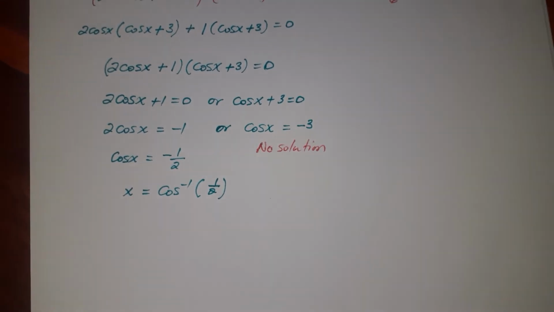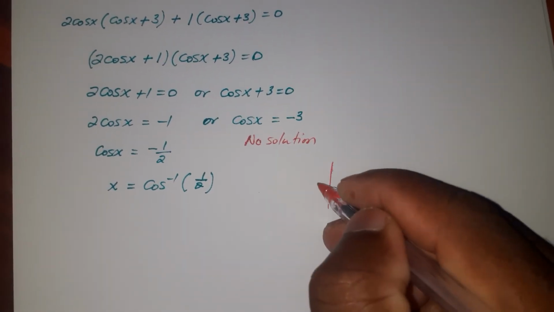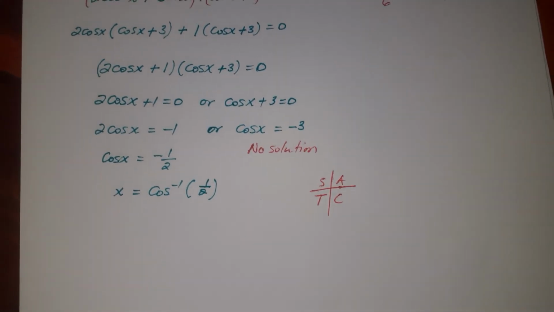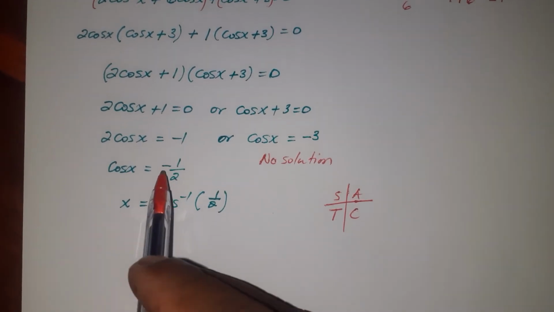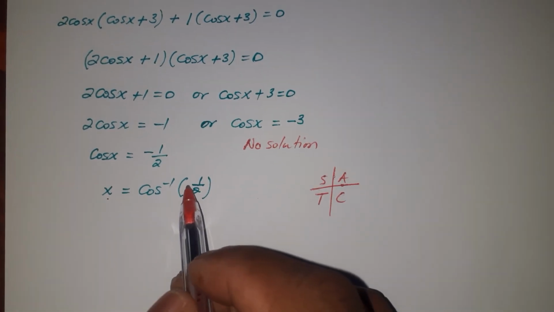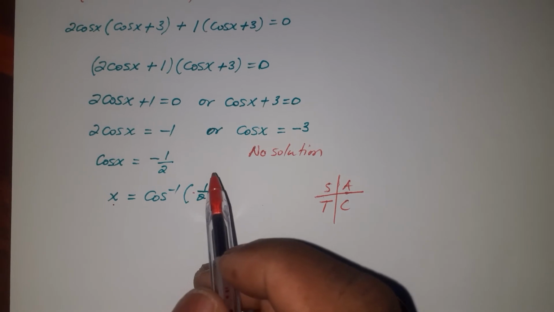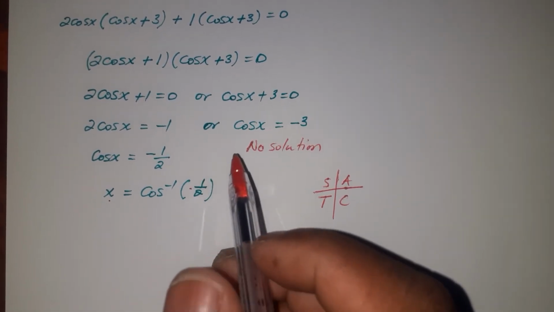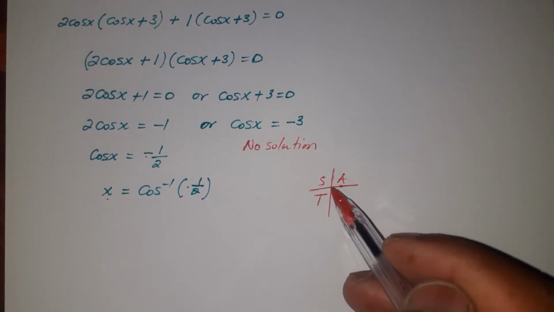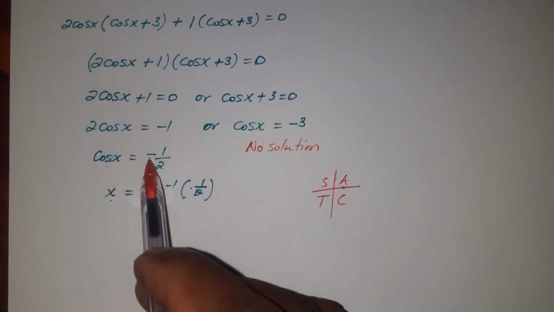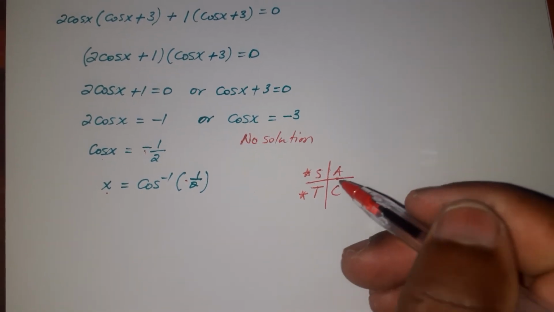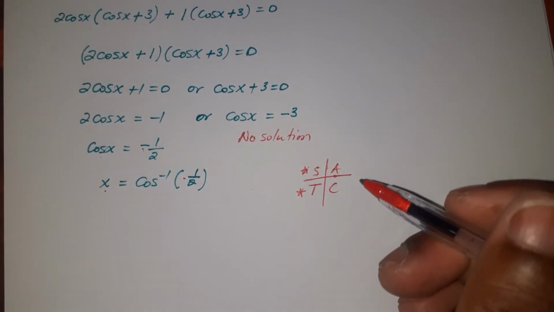Now here I think I need to spend some time so I can explain what's going on here. Remembering the CAST diagram. Here we have negative half. But when you are getting the value of x, we should not write the half here. Not the half, but the negative. The reason for that is that the negative is telling us where cosine is negative on the CAST diagram. Our cosine is negative in the second quadrant and in the third quadrant. It means in those two quadrants, that's where we should get our answers.